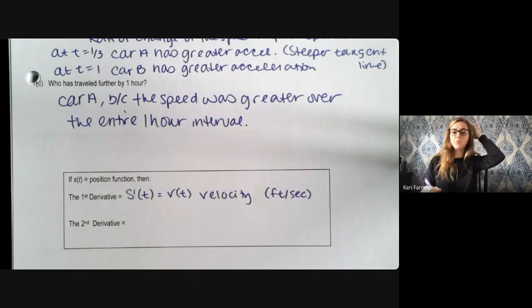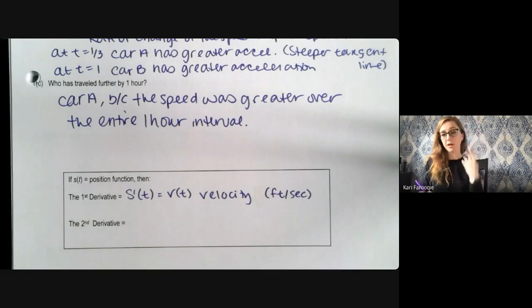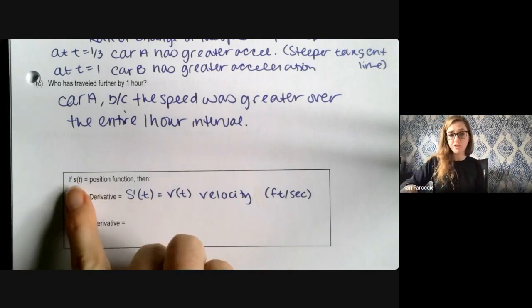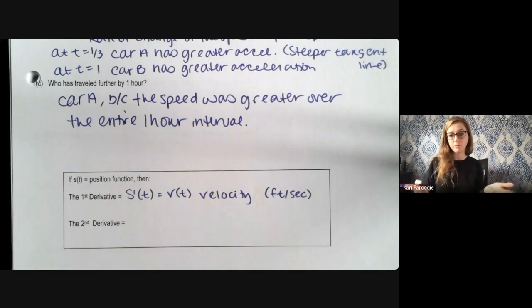Okay, that might change depending on what sort of application problem you're working on. But in general, if you've never had physics, you've never seen this before, that's okay. I'm telling you right now, for a position function that tells you your position over time or the distance that you've traveled, its derivative gives you velocity, which means the rate of change of that distance over time.